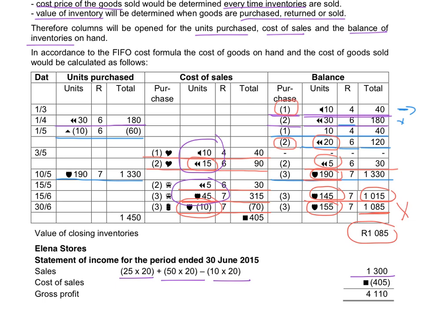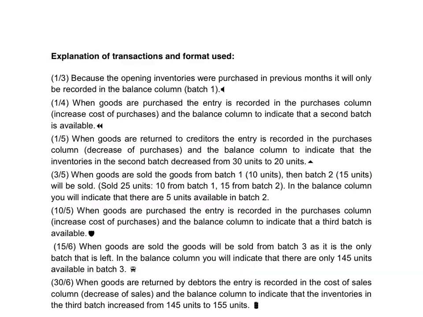The cost of sales is the total that we calculated in this column. So all my goods that were sold were recorded in the cost of sales column. The returns were recorded there. So the total expense for cost of sales is 405. So I add a gross profit of 4110.